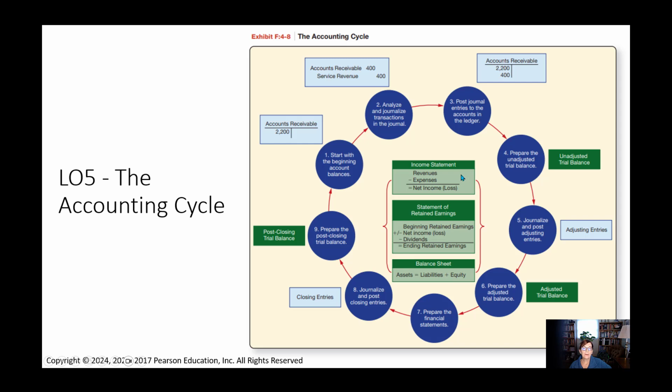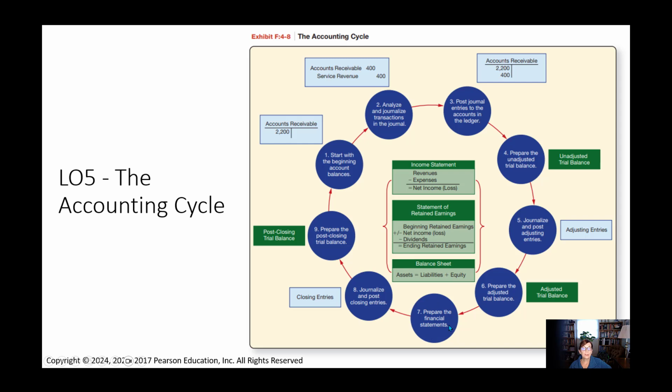Quick review, we have our income statement, revenues minus expenses is net income. Then that flows into our statement of retained earnings, beginning retained earnings plus our net income minus our dividends gives us ending retained earnings. And the ending retained earnings comes down here to our equity on our balance sheet, where assets equals liabilities plus equity.